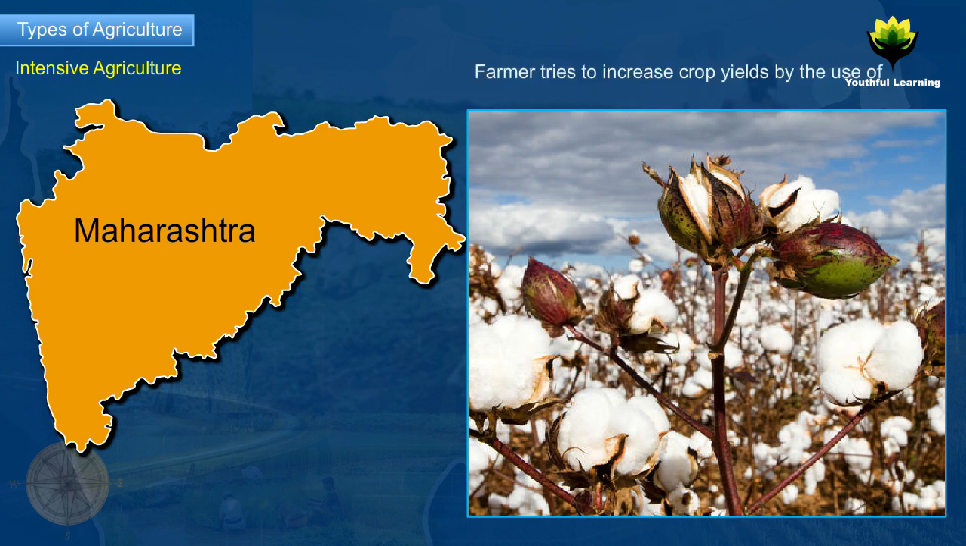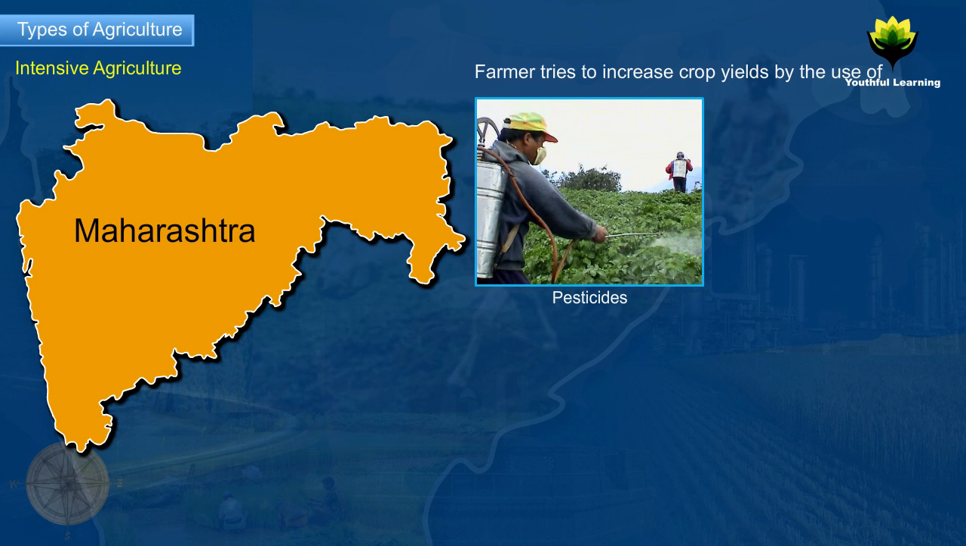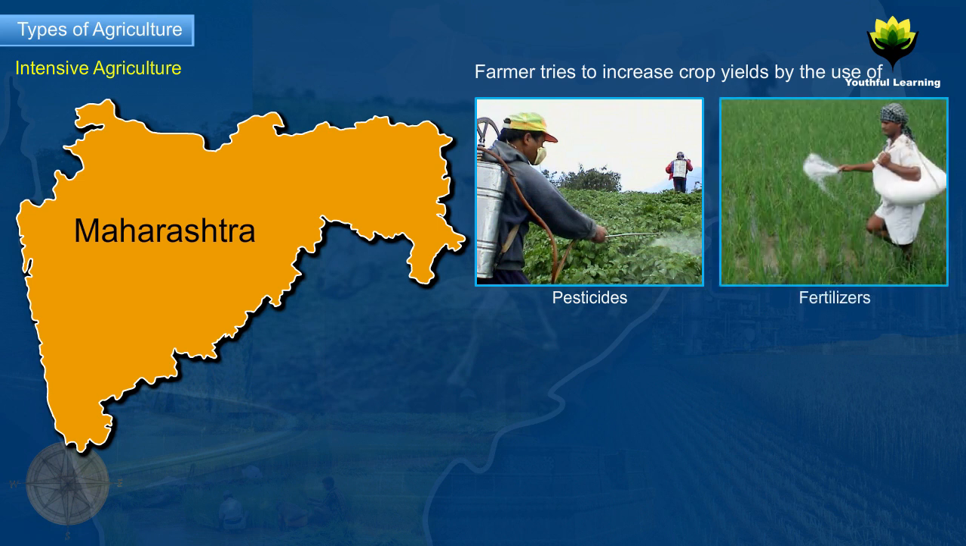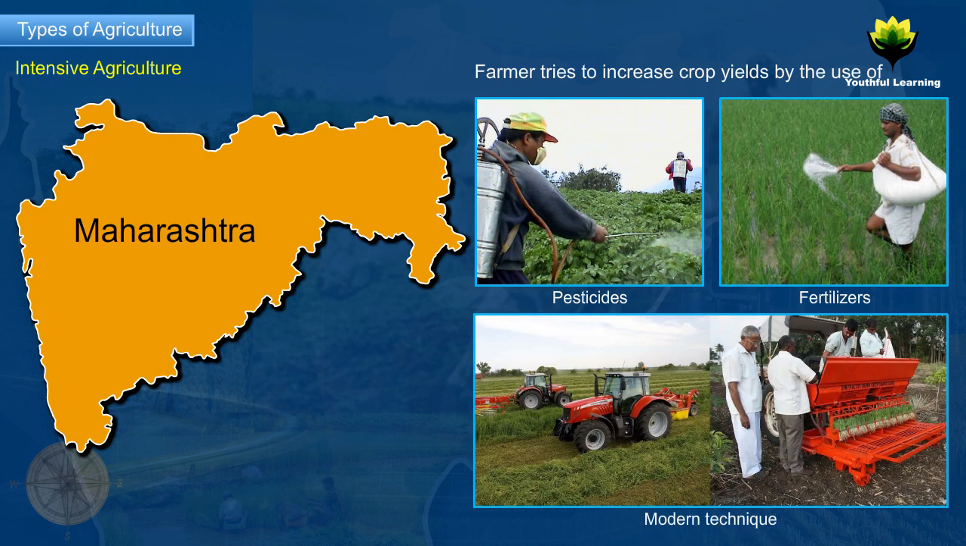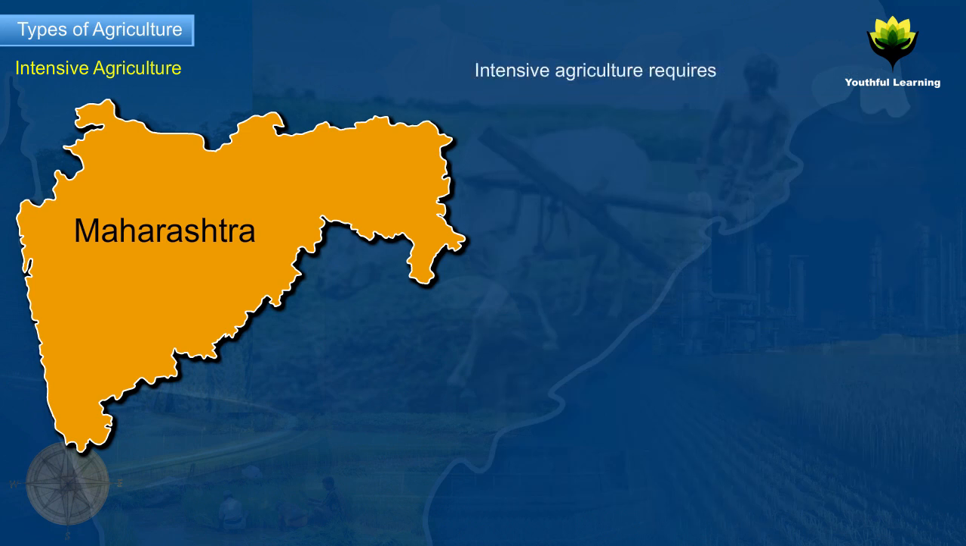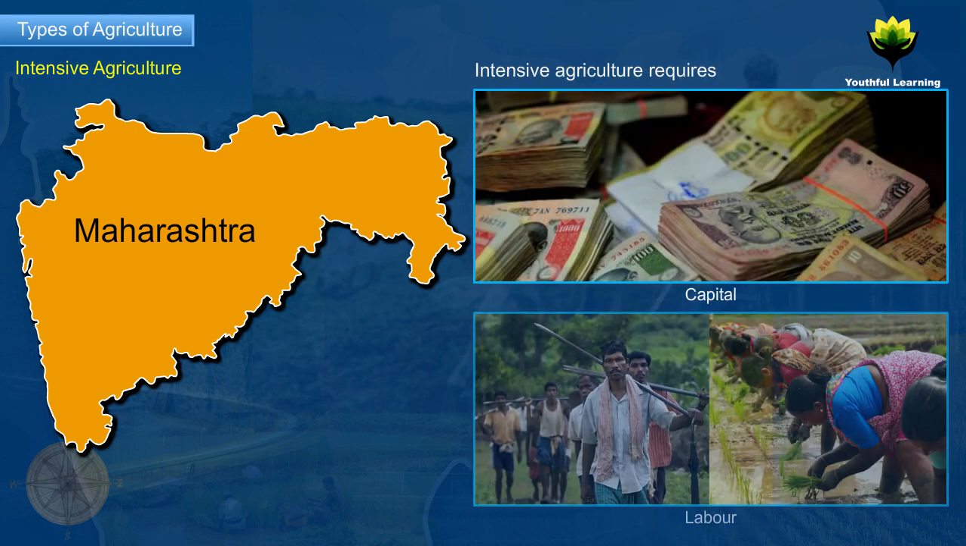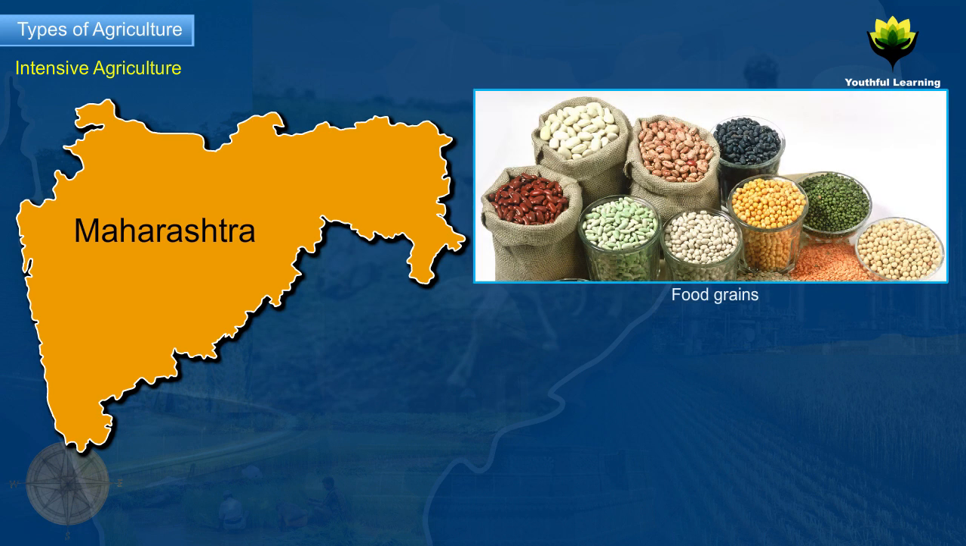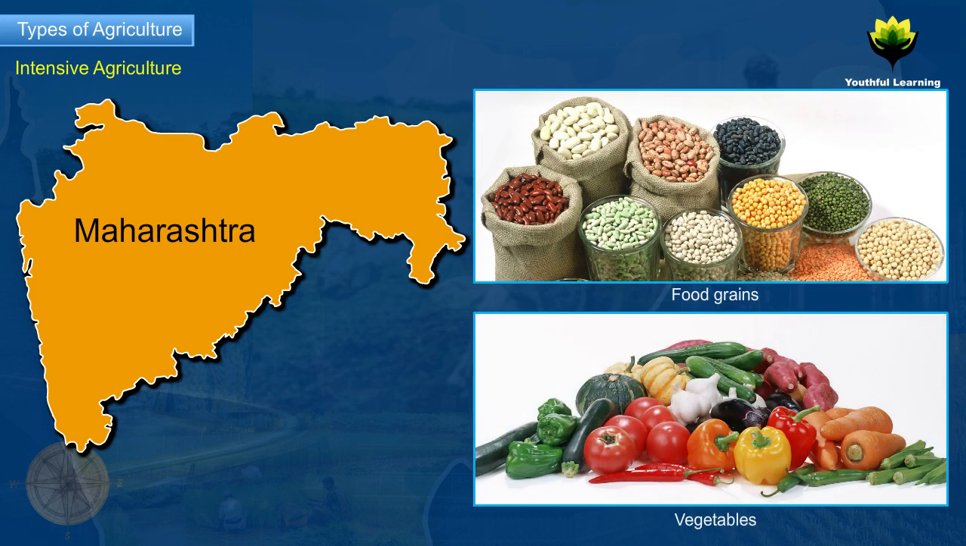The farmer tries to increase crop yields by the use of pesticides, fertilizers, and modern techniques. Intensive agriculture requires high inputs of capital and labor to increase production. In Maharashtra, food grains and vegetables are grown using intensive agriculture.